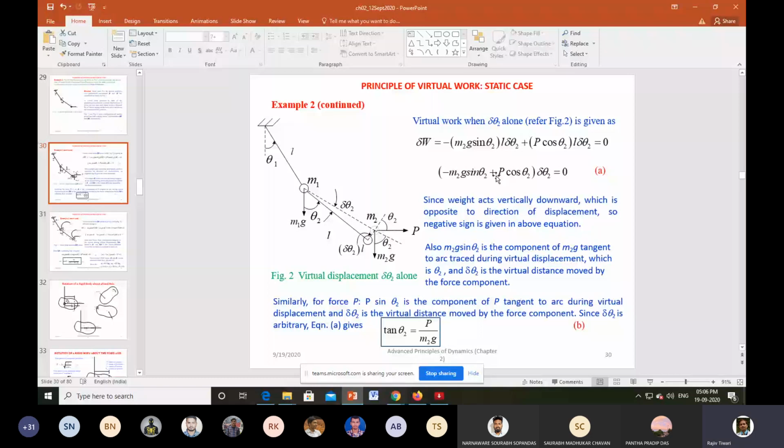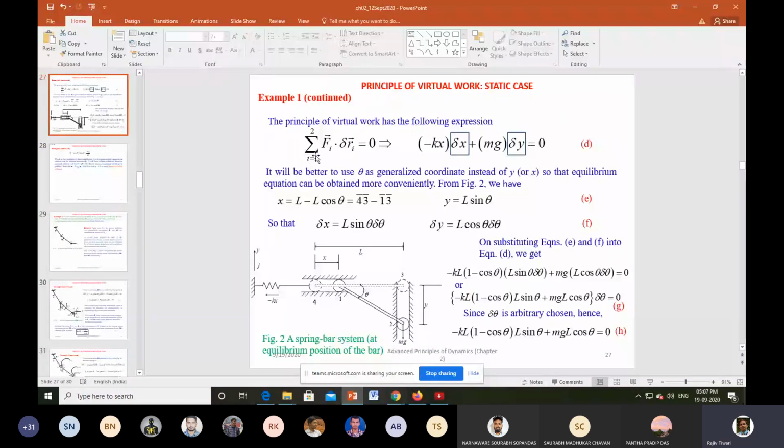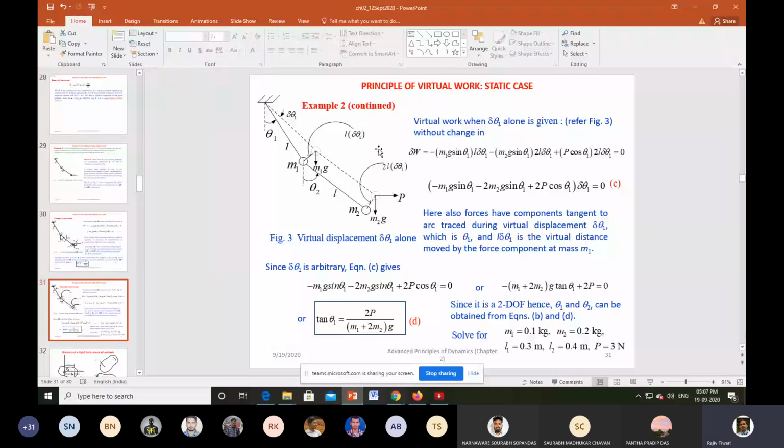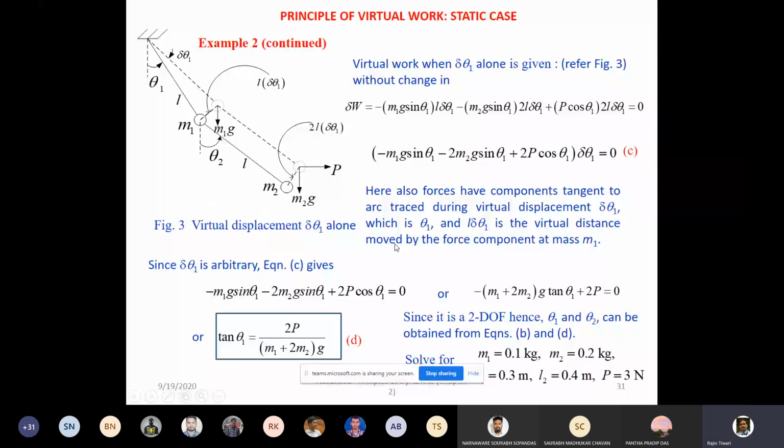Next, we will give the virtual displacement to theta 1, and we will use the virtual work principle which we derived earlier. You can see that the virtual work principle is this: the summation of the virtual work because of all the forces in the system is equal to 0. That particular equation we applied here. Now we are giving virtual displacement to theta 1.